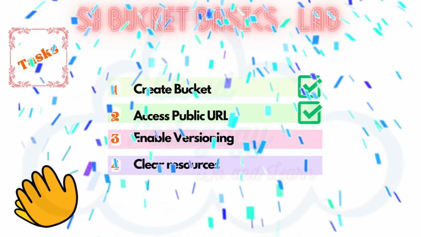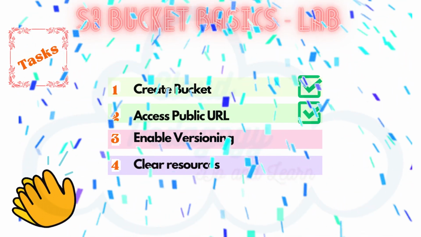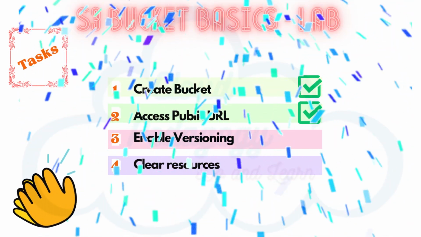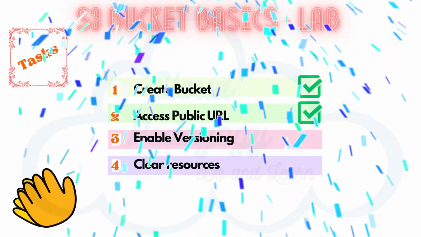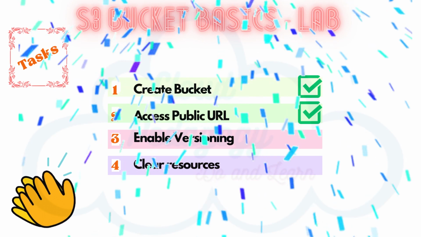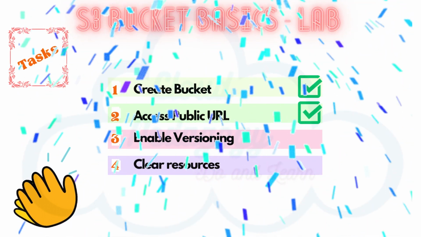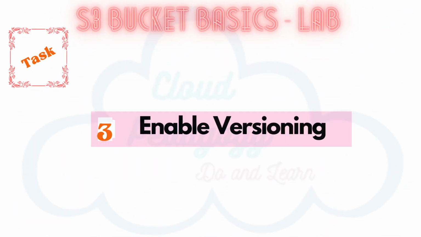Congrats, you have completed the task 2 as well. Now you understood that S3 uses containers called buckets to store your objects, and you have several options to control access to those objects through the use of IAM policies and bucket policies. In the task 3, we will try to enable the versioning on the bucket.